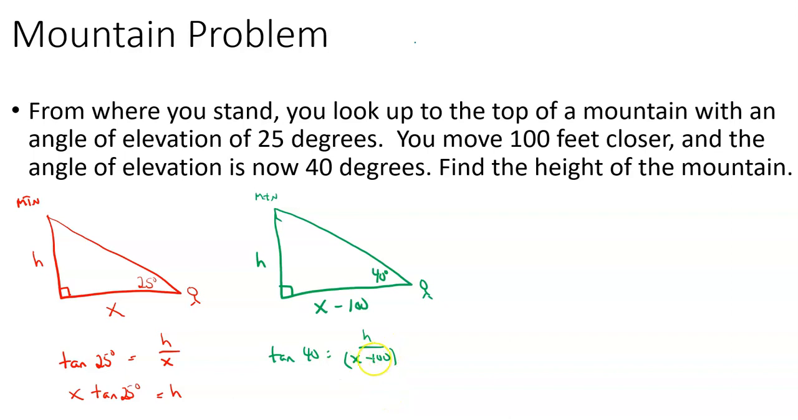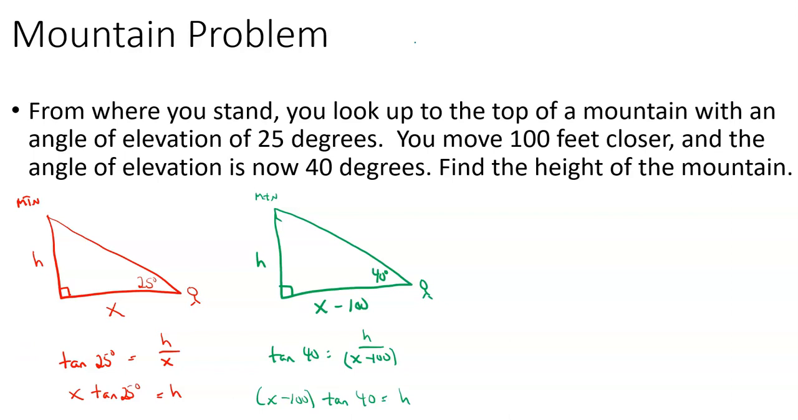All right, this thing is together. So now we multiply both sides by x minus 100. So (x minus 100) tan 40 is equal to h. So you notice what I have here. I have two equations that are both set equal to the same variable. Both of them are set equal to h.